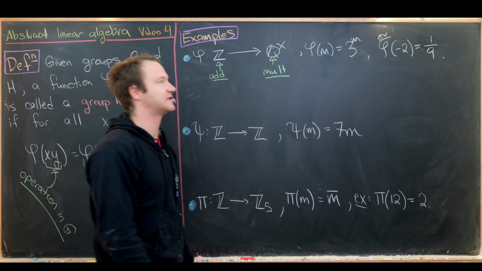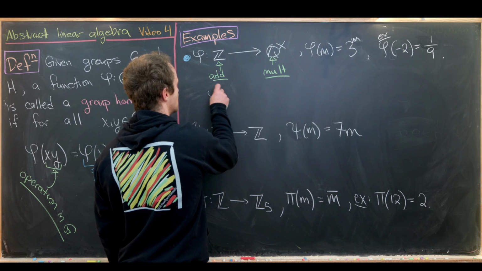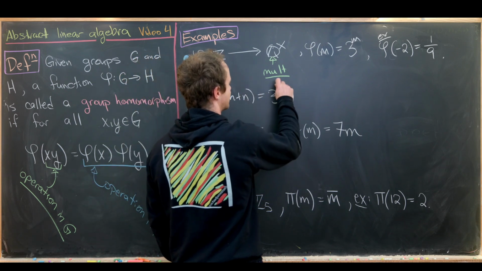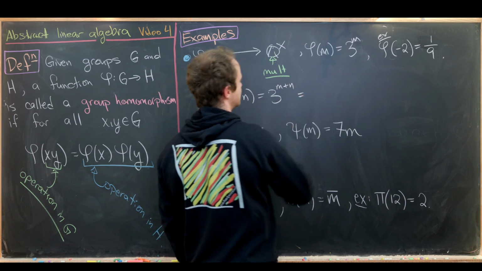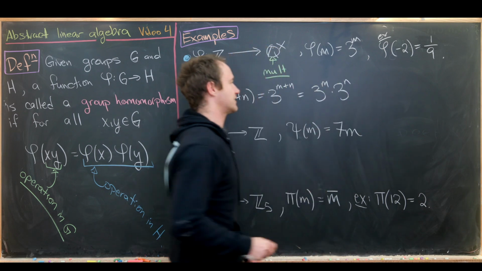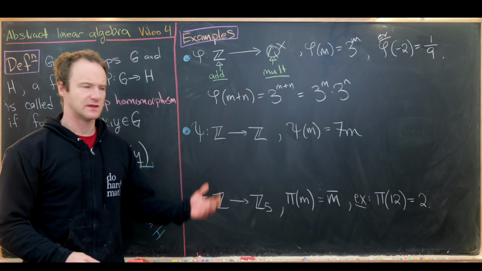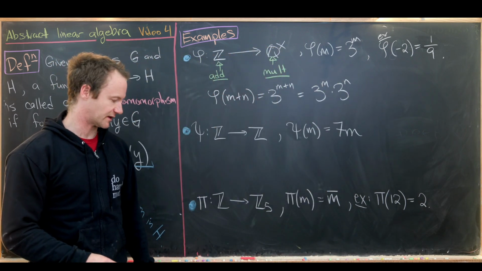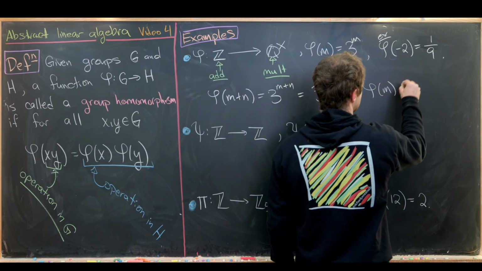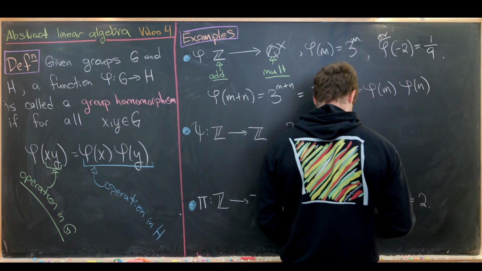Okay, so let's check that this is a homomorphism real quick. Let's notice that phi of m plus n is equal to 3 to the m plus n. But that's the same thing as 3 to the m times 3 to the n. That's just by exponent rules that you would learn in a pre-calculus class. But that's exactly phi of m times phi of n.